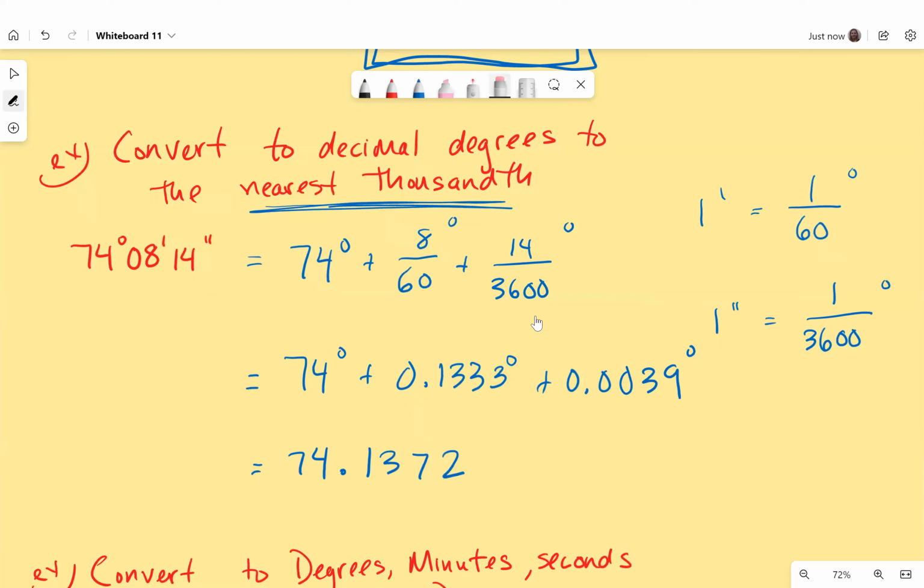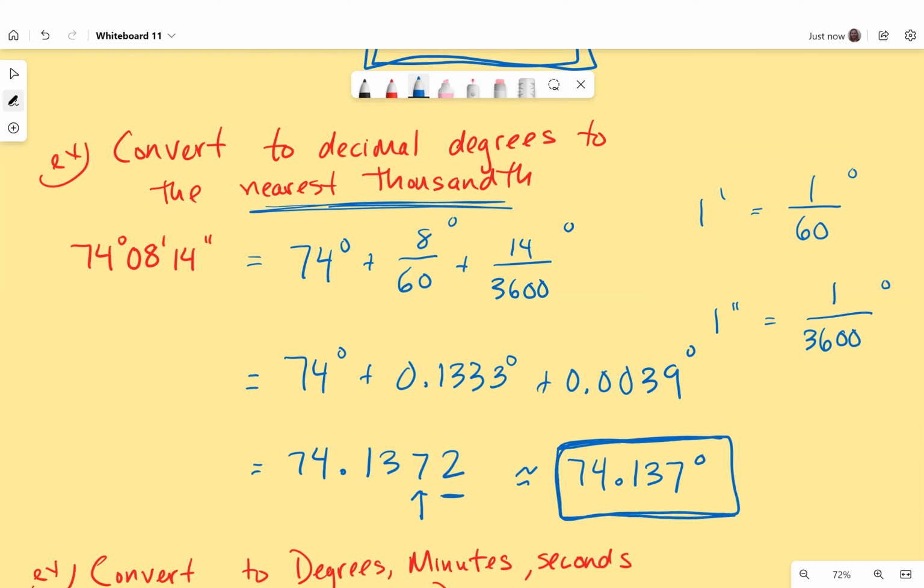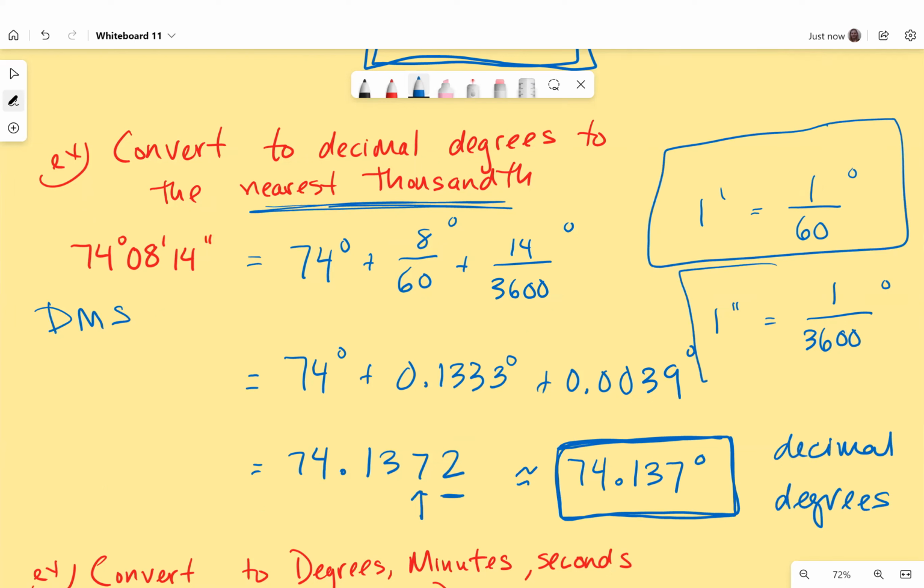We're rounding to this third place right here. So we look to the digit to the right, and it's a 2. So we have 74.137 degrees. So that was changing the degrees, minutes, seconds into decimal degrees. So you're going to use these two conversions that we said earlier, change that over.